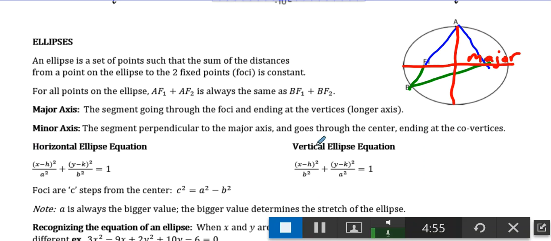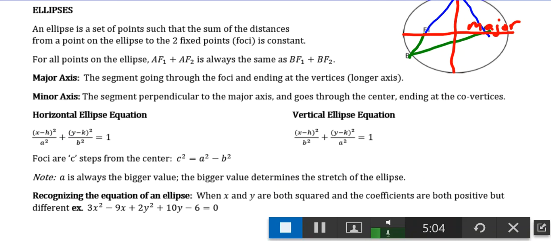Alright, and you have two equations for the ellipse, but really they're the same equation if you look carefully. The only thing that switched is a and b. And what this is telling you is that the bigger value is going to go first here and second here. If you have a longer major axis in the horizontal direction, then the bigger number goes underneath the x minus h squared. And if you are longer in the vertical direction, then the bigger number goes underneath the y. I don't think I made that clear yet, but let's look at the examples and see if I can make it more clear.